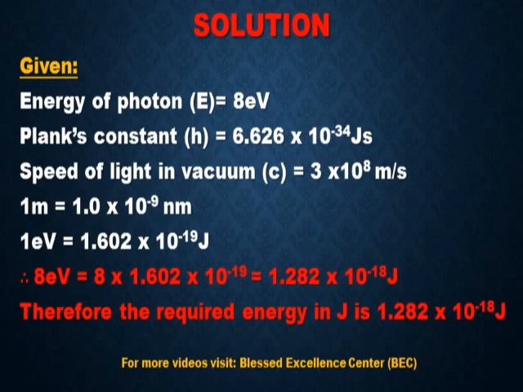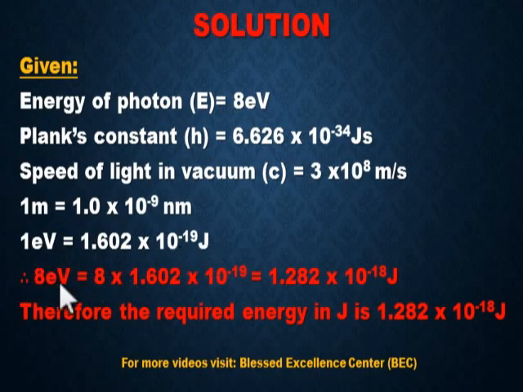First thing you do is to write out the parameters. Now the energy of the photon is given in electron volts to be 8 electron volts. Planck constant has a constant value of 6.626 times 10 exponent minus 34 joule seconds. And then the speed of light in vacuum has a value of 3 times 10 exponent 8 meters per second. Then 1 nanometer is equal to 1.0 times 10 exponent minus 9 meter. And then 1 electron volt is equal to 1.602 times 10 exponent minus 19 joules.